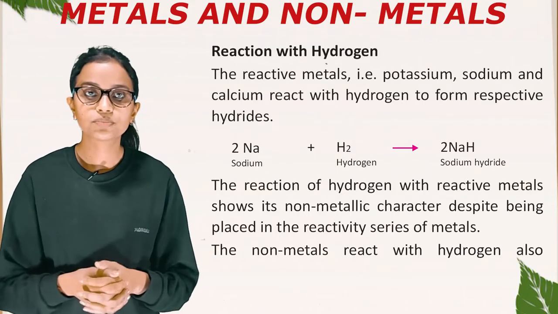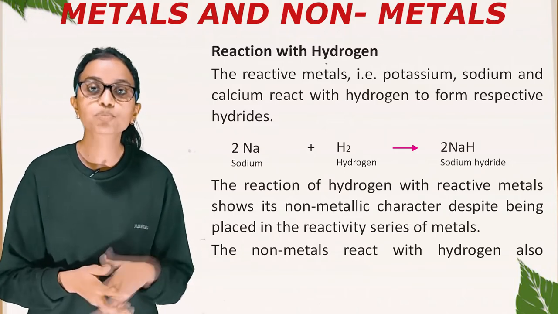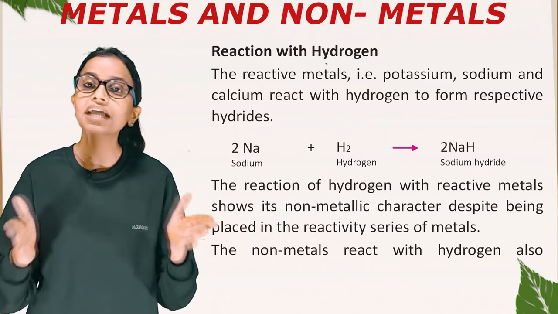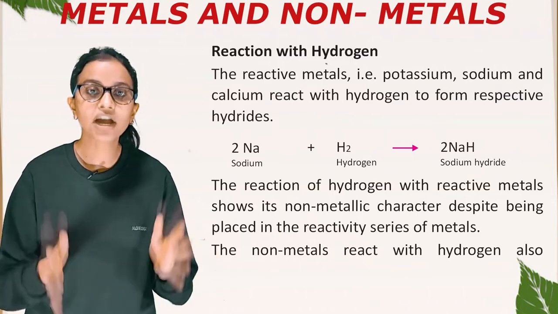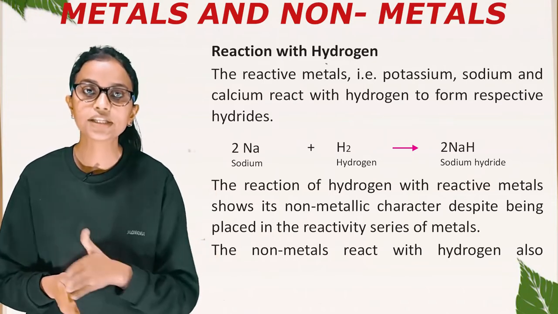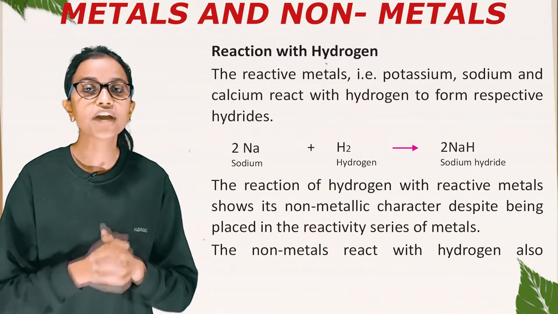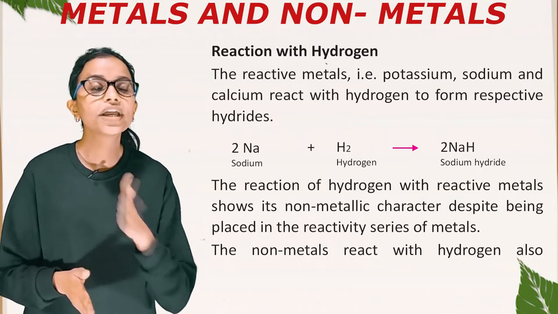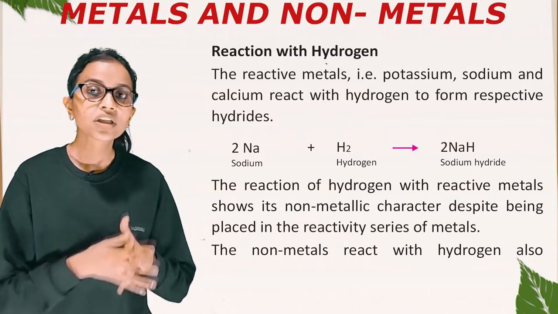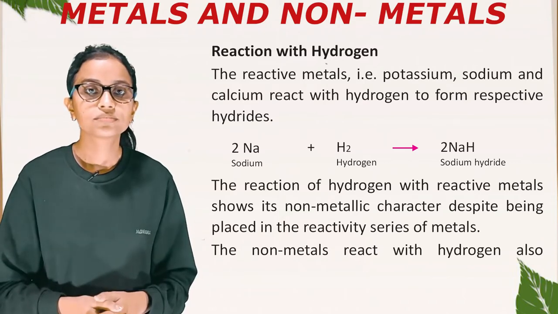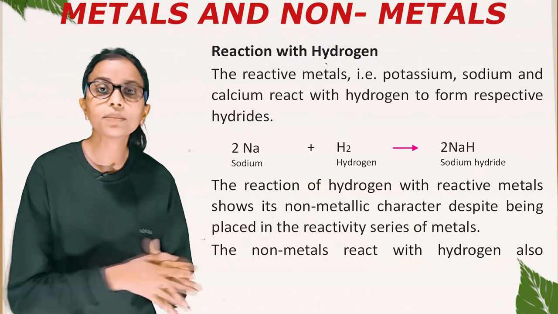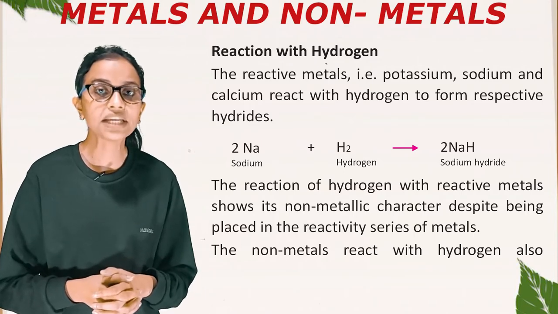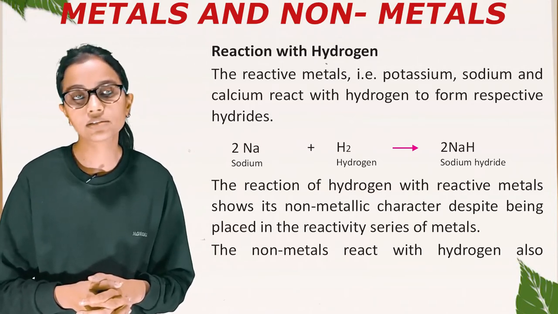Reaction with hydrogen. The reactive metals, that is potassium, sodium and calcium, react with hydrogen to form respective hydrides. 2Na (sodium) plus H2 (hydrogen) gives 2NaH, that is sodium hydride. The reaction of hydrogen with reactive metals shows its non-metallic character despite being placed in the reactivity series of metals.